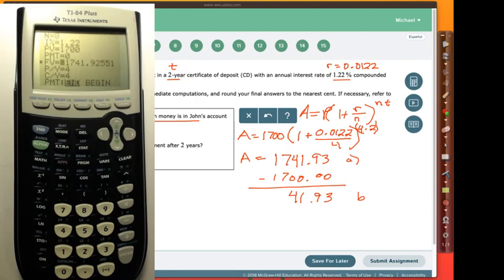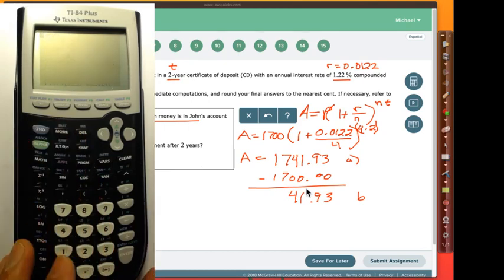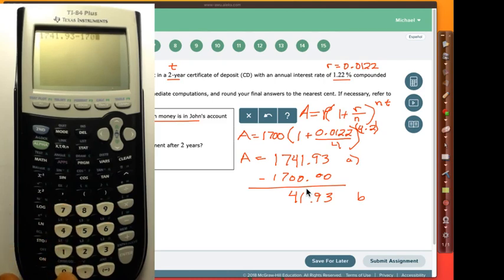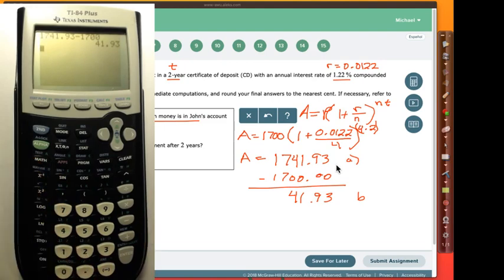Then I can't use this part of the calculator to get the second part. I still have to subtract the two. So to do that, I have to go second quit, back to the regular part of the calculator, take my 1741.93, subtract off the 1700, and hit enter, and I've got my 41.93. So that's how you can use the TVM solver or the formulas. Either way to arrive at the same values.